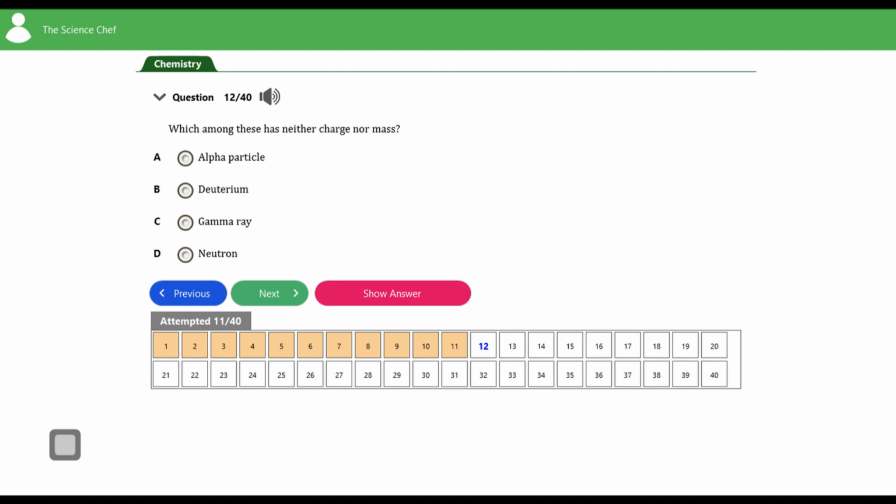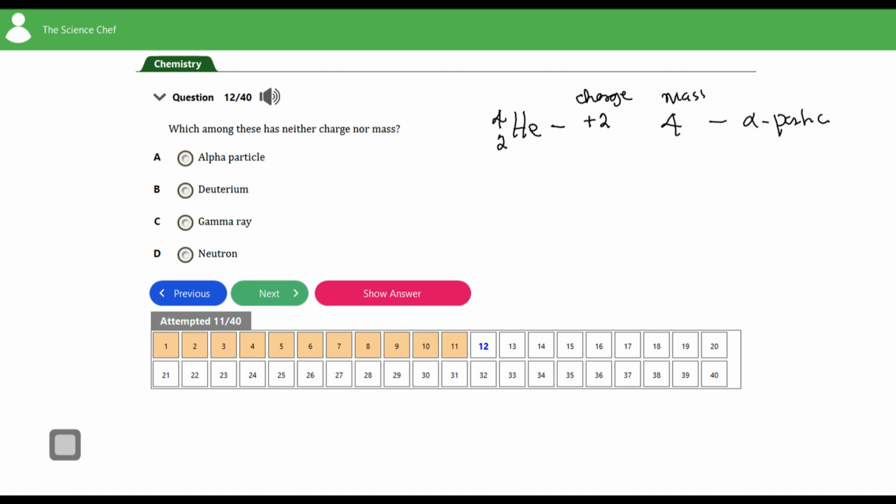Question 12. Which among these has neither charge nor mass? A, alpha particle, B, deuterium, C, gamma ray, and D, neutron. Okay, let's analyze. Alpha particle is represented by the helium nucleus, which has a charge of +2 and a mass of 4. This is the helium nucleus, charge of +2 and a mass of 4. This is the alpha particle.